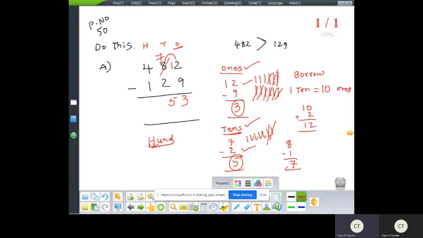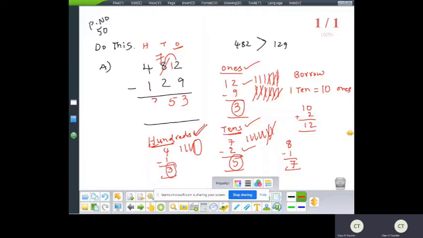Subtracting on 100s. The digits under 100s are 4 and 1. 4 minus 1 means 1, 2, 3, 4. From 4 lines, we remove only one line. After removing one line, there are 1, 2, 3 lines. 4 minus 1 equals 3. This answer 3 goes right under 100s.